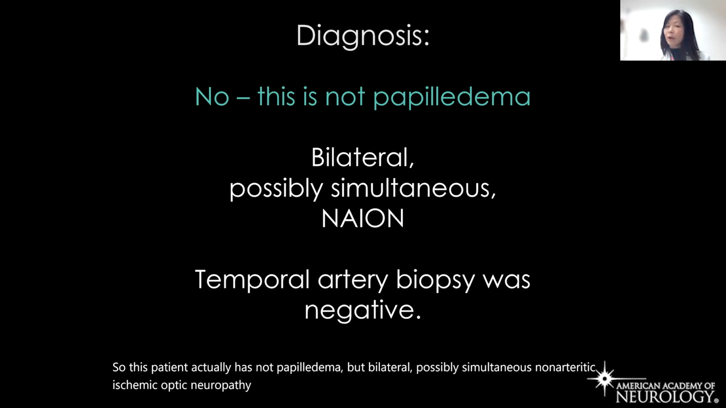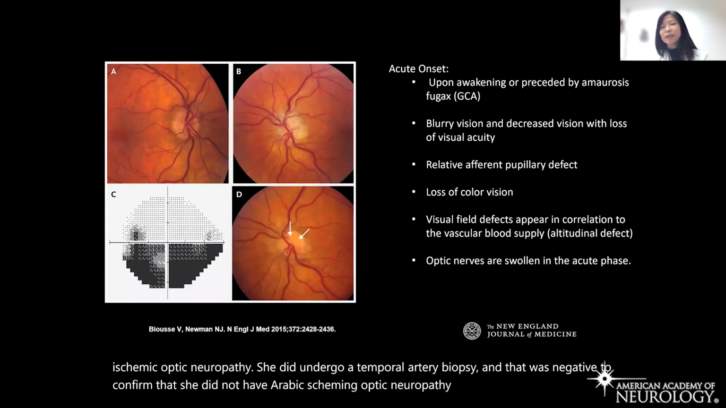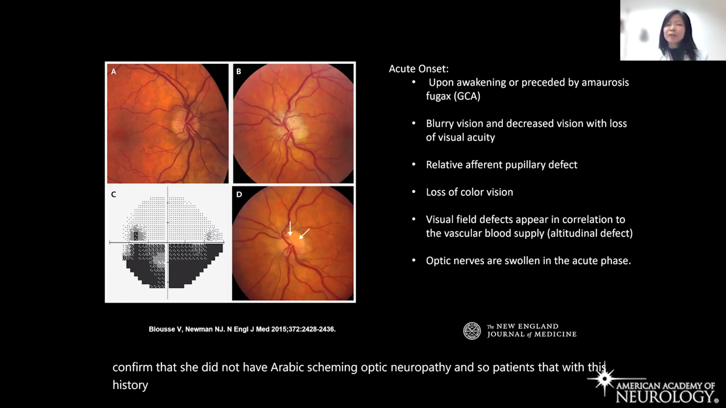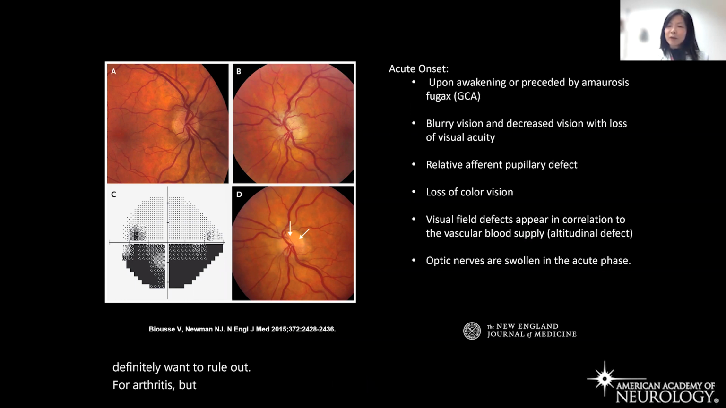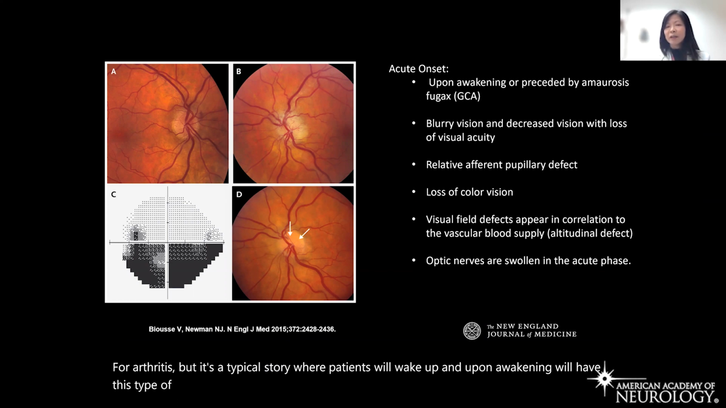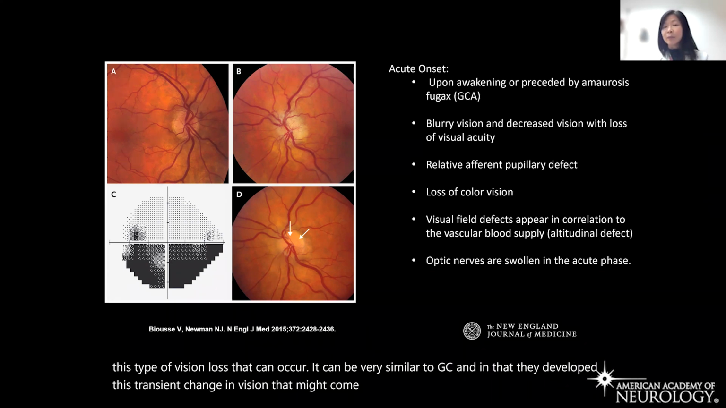She did undergo a temporal artery biopsy, and that was negative to confirm that she did not have arteritic ischemic optic neuropathy. And so for patients with this history, it's very common to have this condition. In fact, when it occurs in both eyes, you definitely want to rule out temporal arteritis. But it's a typical story where patients will wake up and upon awakening will have this type of vision loss that can occur. It can be very similar to GCA in that they develop this transient change in vision that might come back, or it may stay permanent.